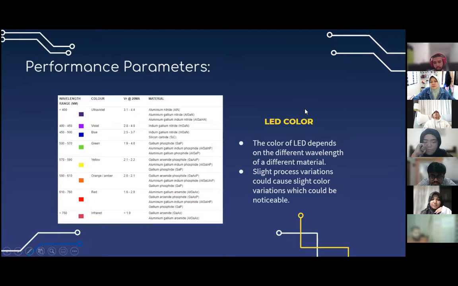Next is performance parameters. First we have the LED color. So each wavelength of each material has different color spectrums. It will emit different types of color, and a slight process variation could cause slight color variation, which could be noticeable.